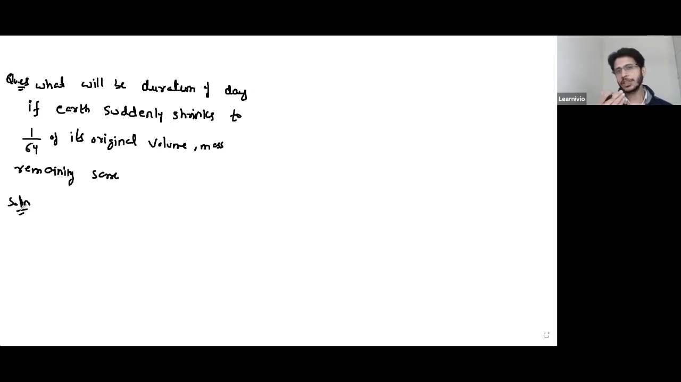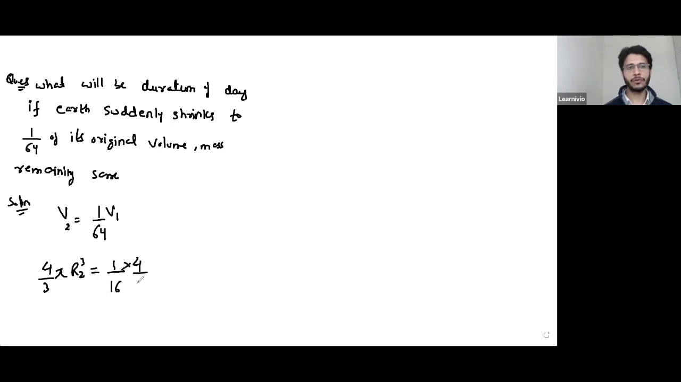So first of all, I need a relation between the initial volume and the final volume. The final volume of Earth, as per the question, is 1/64 of the initial volume. Earth is shrinking. So I'm writing the final volume by 2 and initial volume by 1. This is given in the question: final volume is 1/64 of initial volume. This will give you a relation between the initial radius of the Earth and the final radius of Earth. Volume can be written as 4/3 pi r2 cube equals 1/64 into 4/3 pi r1 cube.